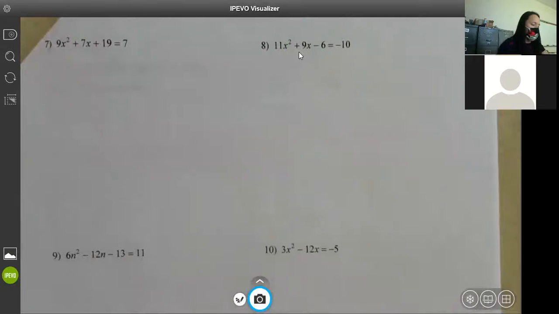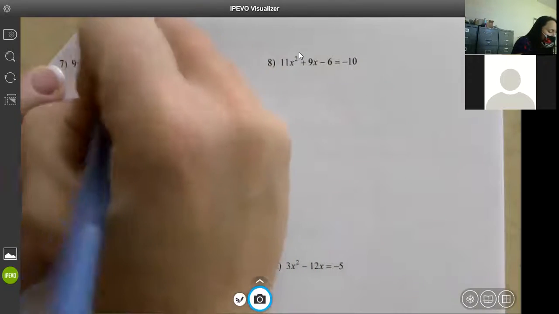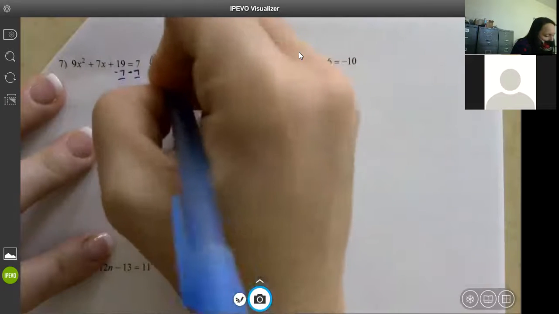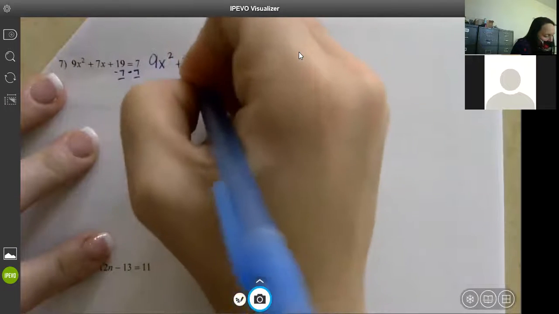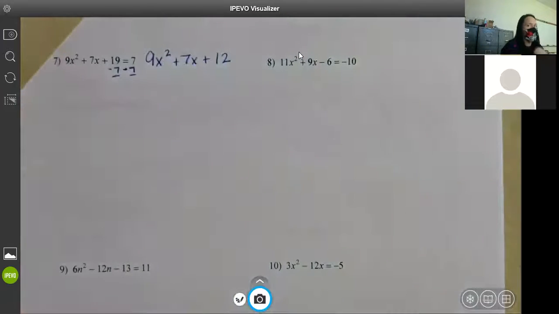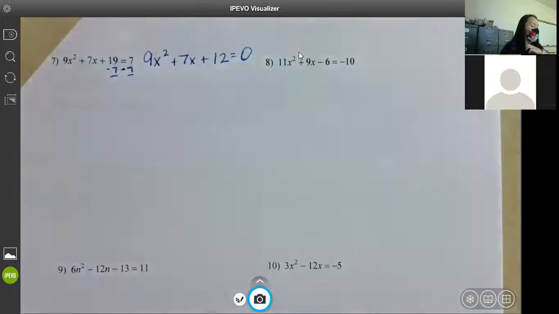So this one, same thing. I've got to get it equal to 0. So I'm going to move the 7 over. It gives me 9x squared plus 7x plus 19 minus 7 is 12, and then it shows you your A, B, and C.